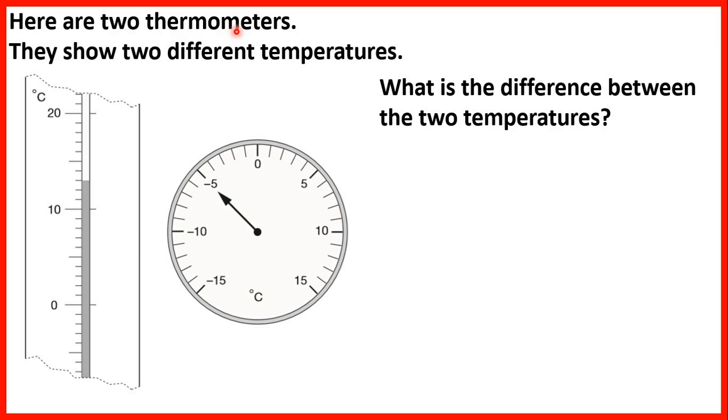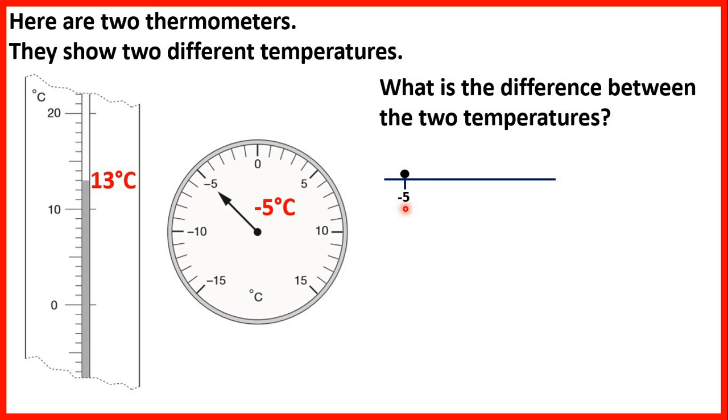Here are two thermometers. They show two different temperatures. What is the difference between the two temperatures? So if we look at this thermometer here, we have 13, because each line is an increase of 1 degree and it's 3 above 10, so that's 13. And here on this thermometer, we can see that our arrow is pointing right at -5. So we need to find the difference between -5 and 13.